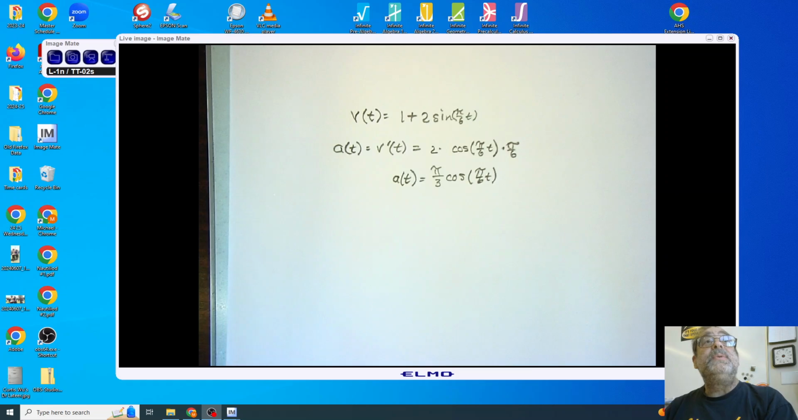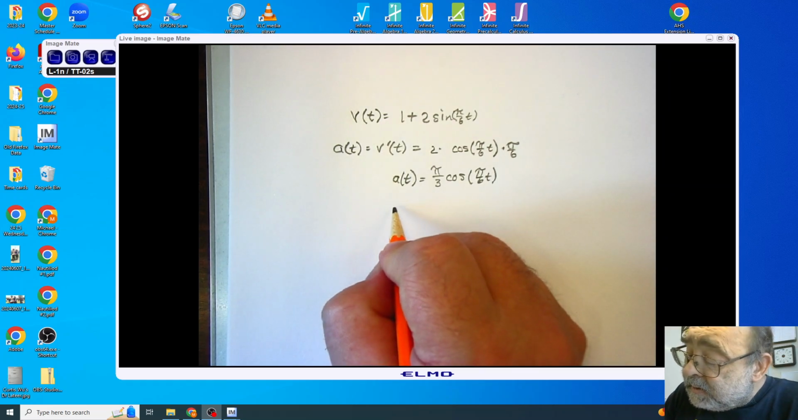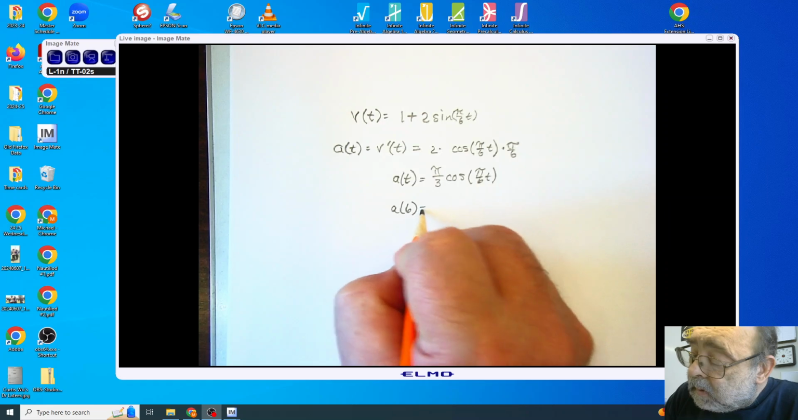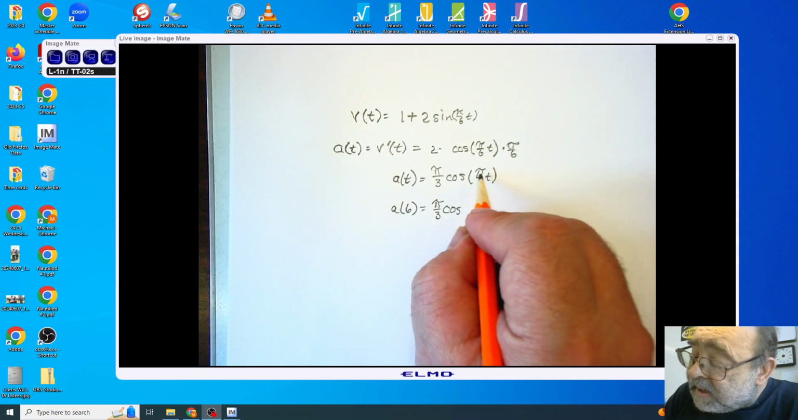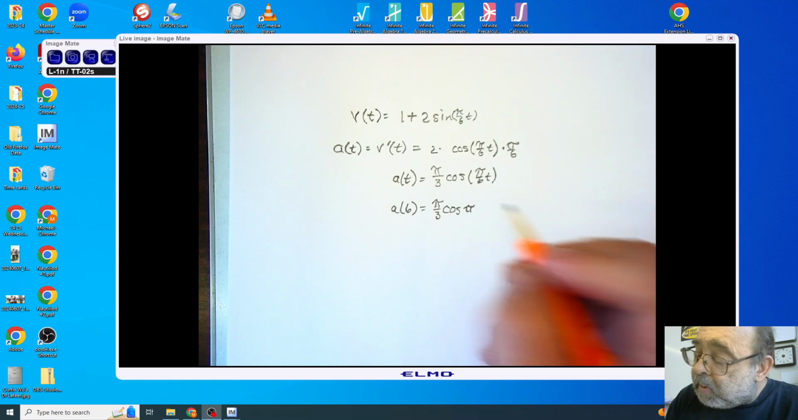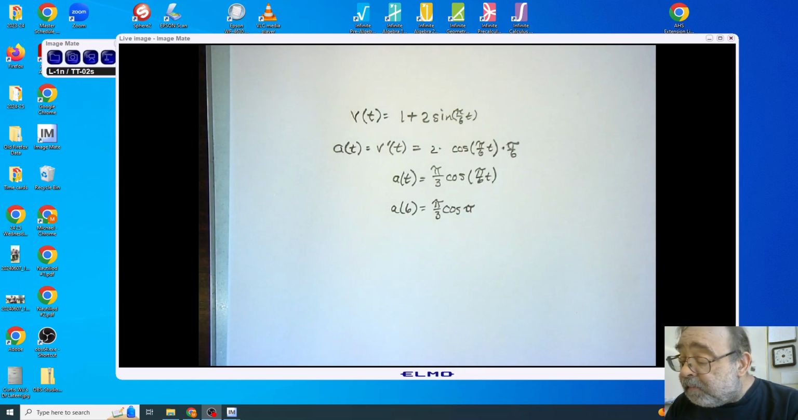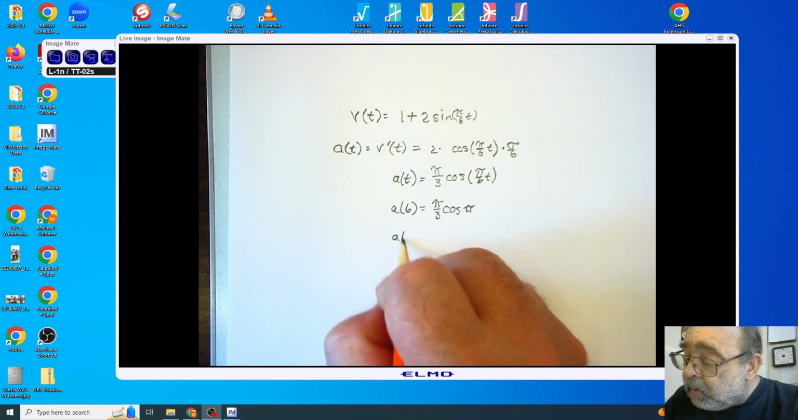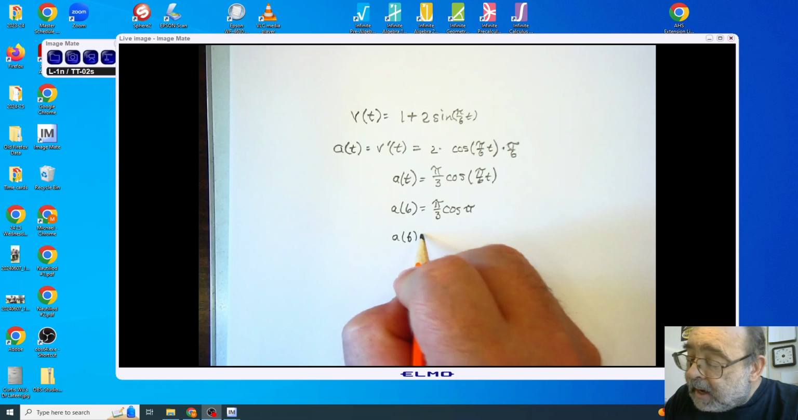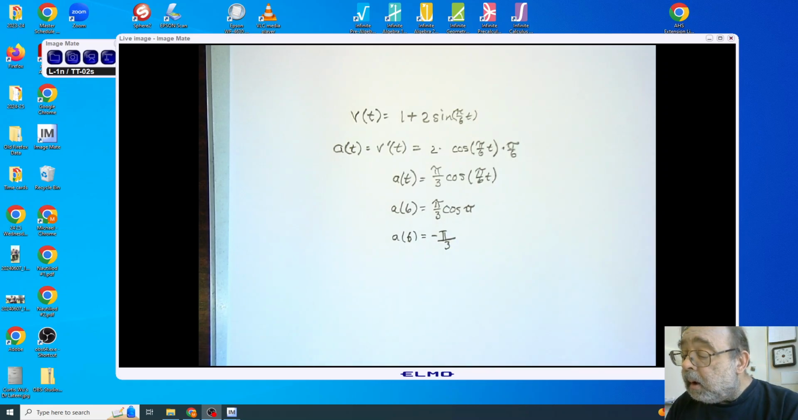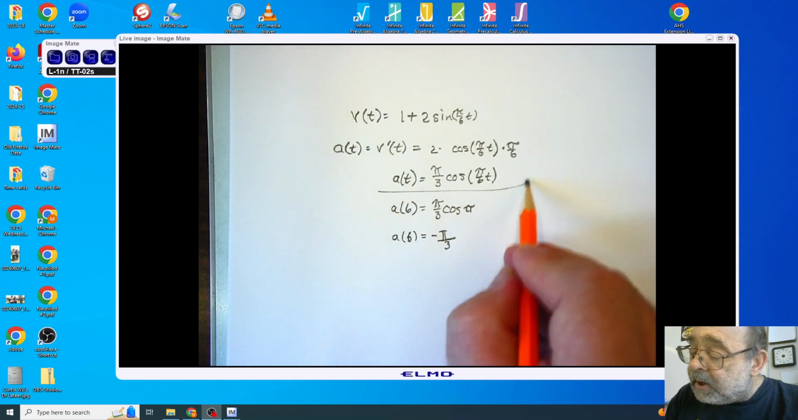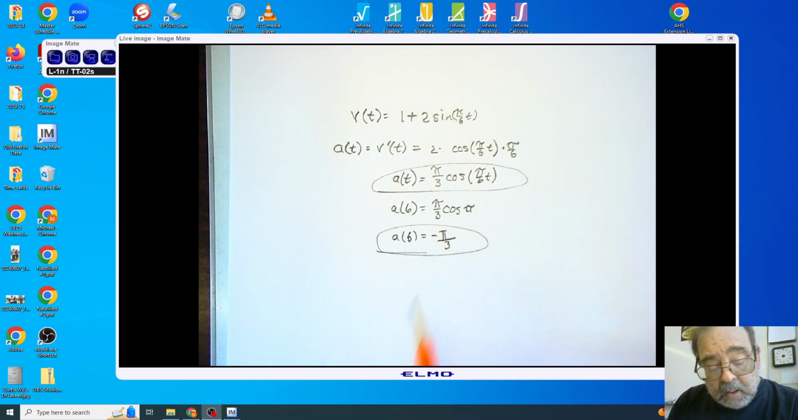Once again, no units were given. That's the best I can do. We're now going to plug in 6. What is the acceleration at 6? Well, this is pi over 3 times the cosine, and when I plug in the 6, I get 6 pi over 6, which is just pi. And we know that the cosine of pi is -1, so my acceleration at 6 has to be negative pi over 3. Alrighty, so we now have our acceleration formula, and we have our acceleration.